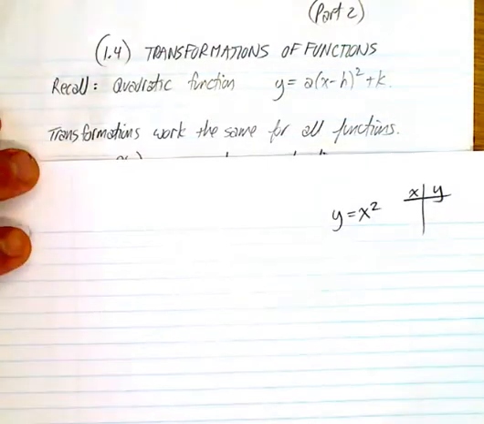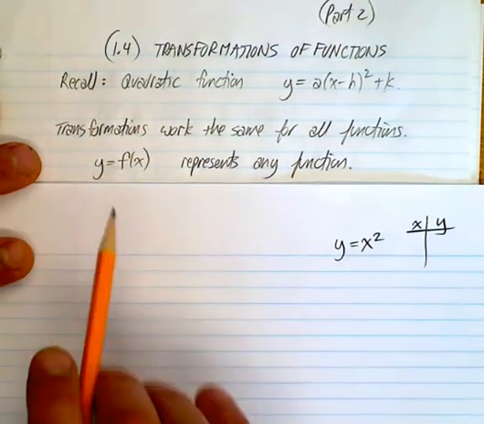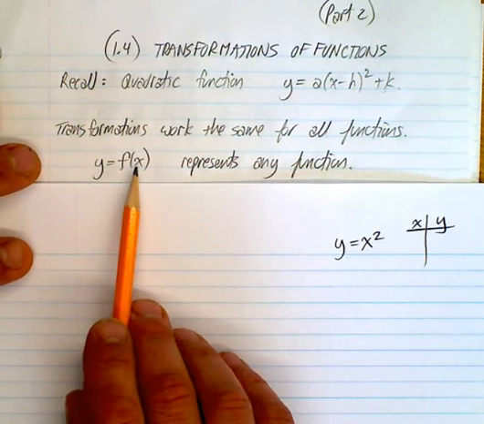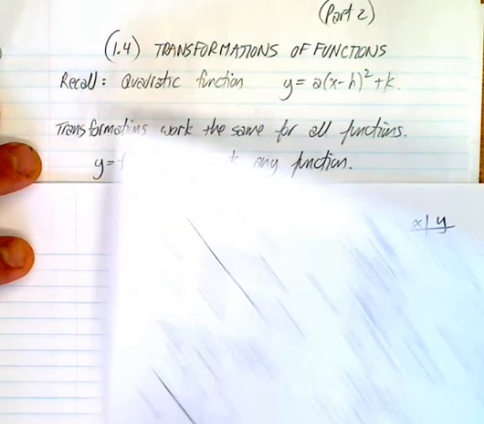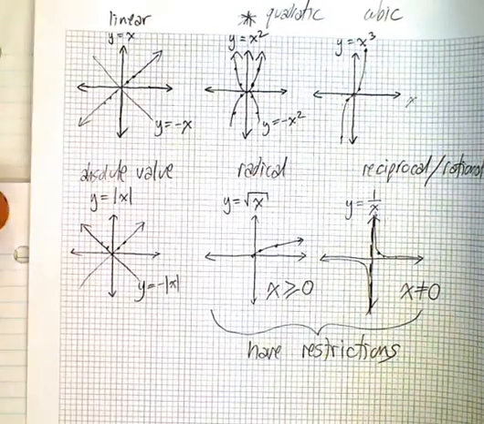So let's look at these different types of functions. What we're going to do is look at any function: y equals f of x, a function using x as a variable. This represents any of these 6 functions, and it's not limited to these 6 functions, okay? There could be others as well.